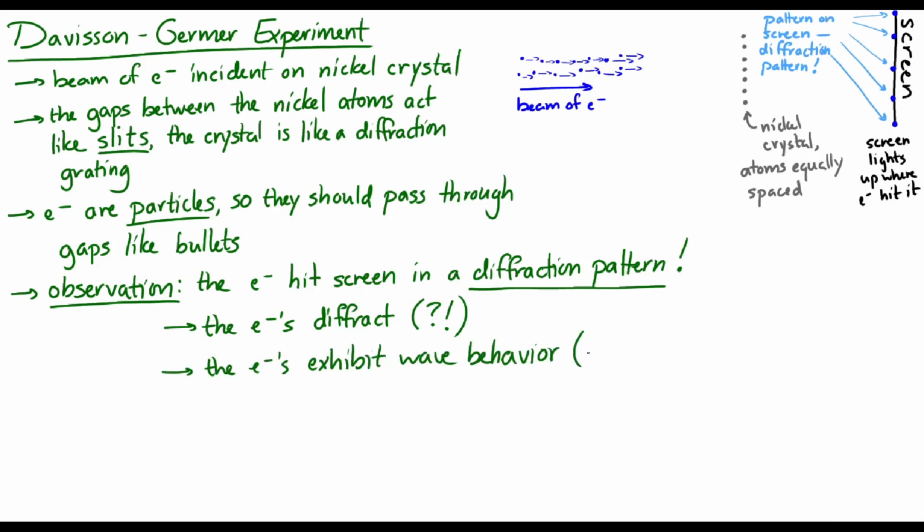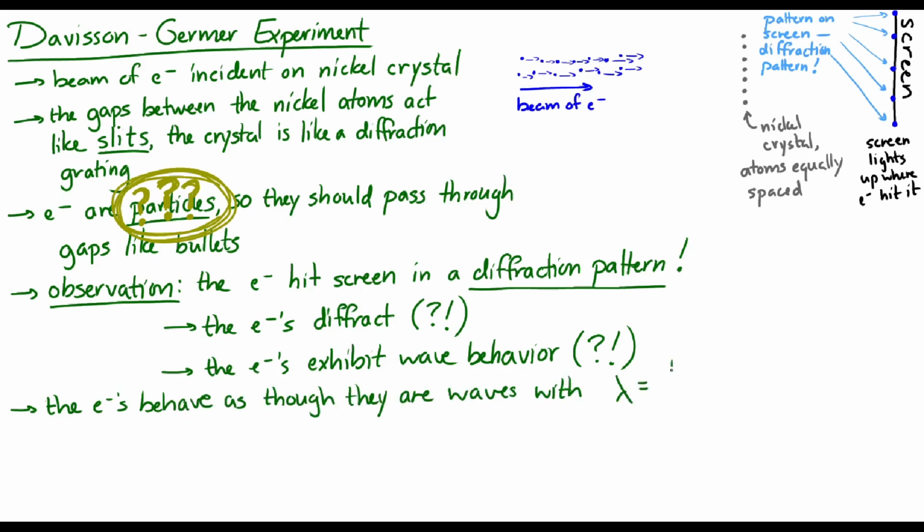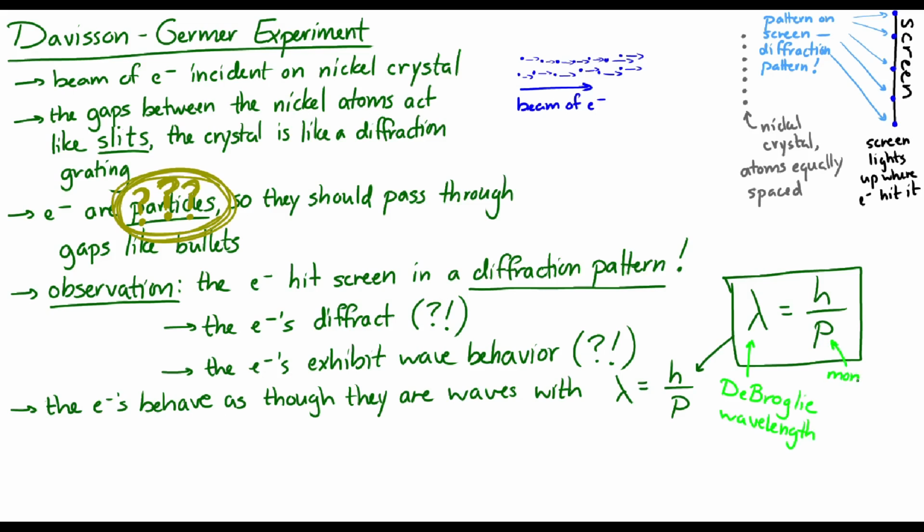And that's very strange, because up until now we've been thinking about electrons as particles. But now in the Davisson-Germer experiment, the electrons are behaving as though they are diffracting. And it turns out that when they diffract, they behave as though they are waves with a wavelength equal to Planck's constant over the momentum of the electron. This wavelength here is called the de Broglie wavelength.